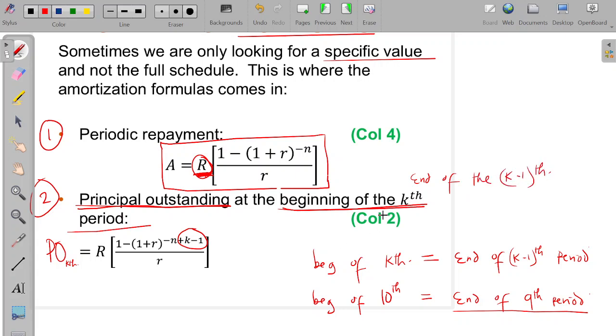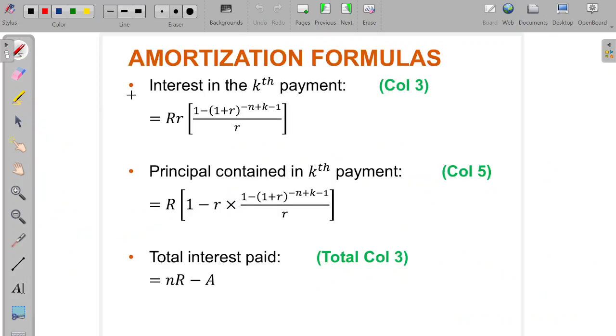Please take note, only principal outstanding has that variation or that consideration. All right, another formula is the formula for interest. Number 3, formula for interest in the Kth payment. Again, the same formula, but you are adding K minus 1, then multiplying by R. Please take note of the formula. You need to know these formulas.